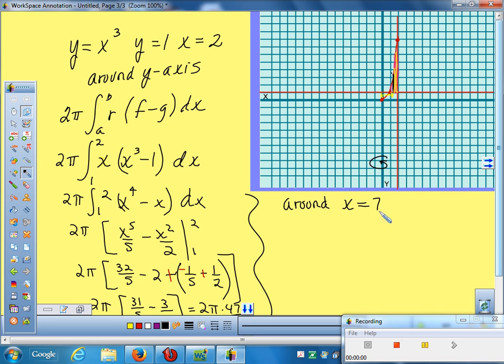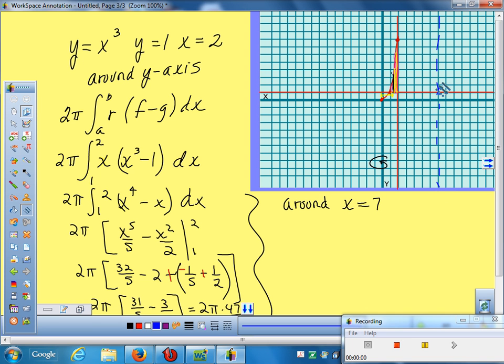We're going to take the exact same problem here, but now I want to take it around the line x equals 7 instead of around the y-axis. This is actually easier, so much easier than this method. If I want to go around the line x equals 7, that'd be 1, 2, 3, 4, 5, 6, 7, a vertical line out here.